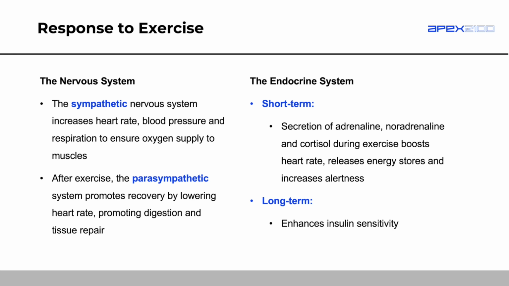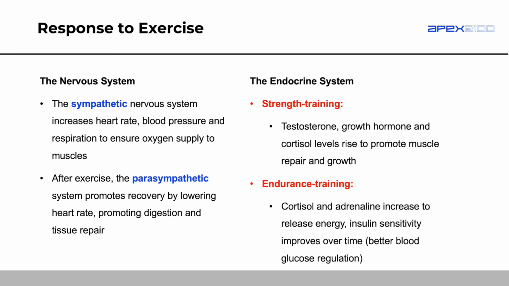In terms of the endocrine system, you need to know that short term, we have the secretion of adrenaline, noradrenaline, and cortisol during exercise to boost our heart rate, to release our glycogen stores, our energy stores, and to increase alertness. And long-term exercise will enhance our insulin sensitivity, so the way our body will respond to insulin very well with long-term exercise.